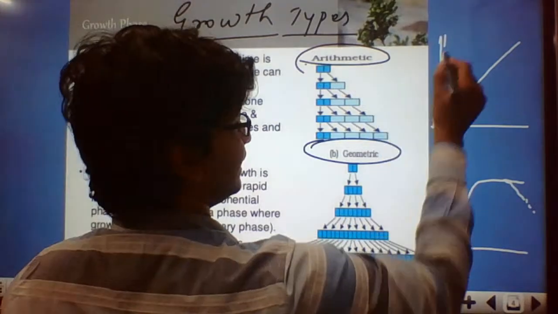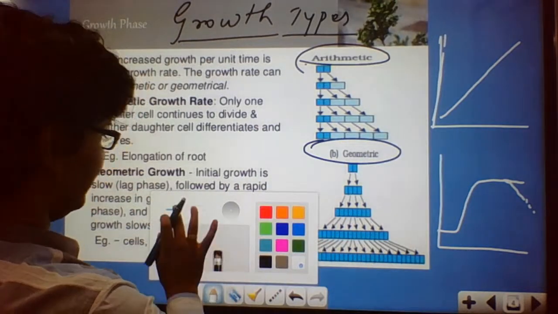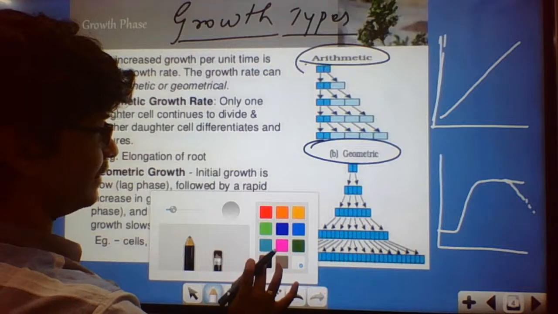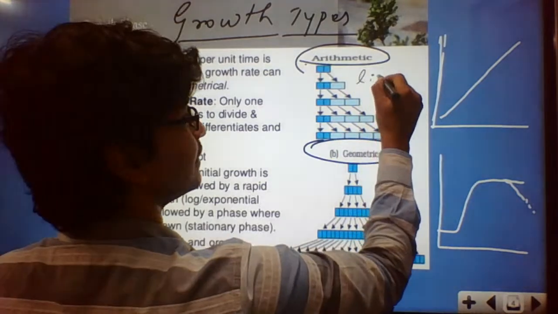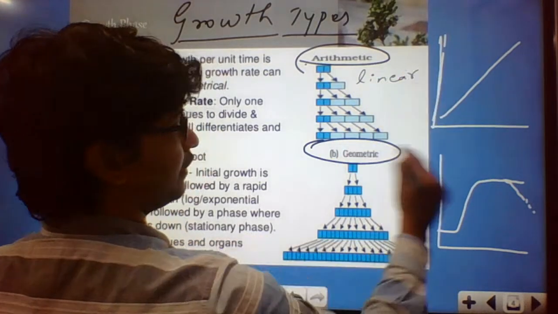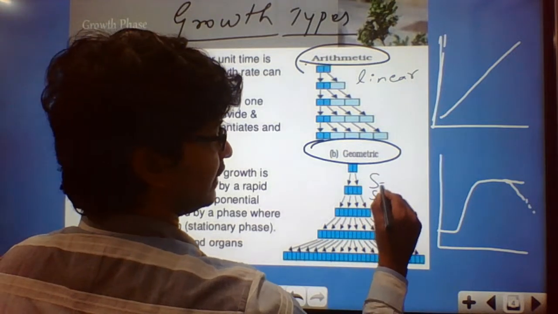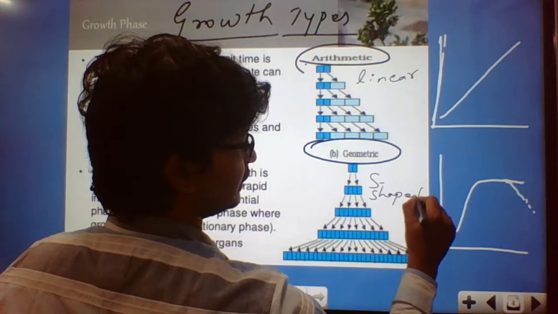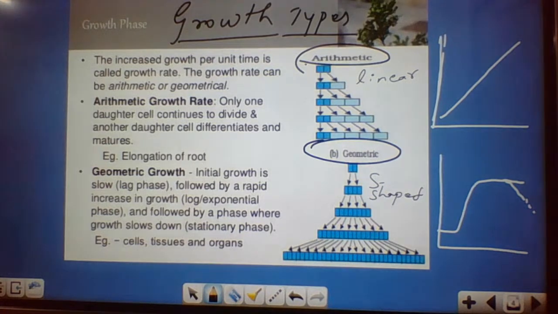Here in the case of arithmetic, you can see the graph is linear. But in the case of geometric, you can see an S shape, a sigmoid shape curve.